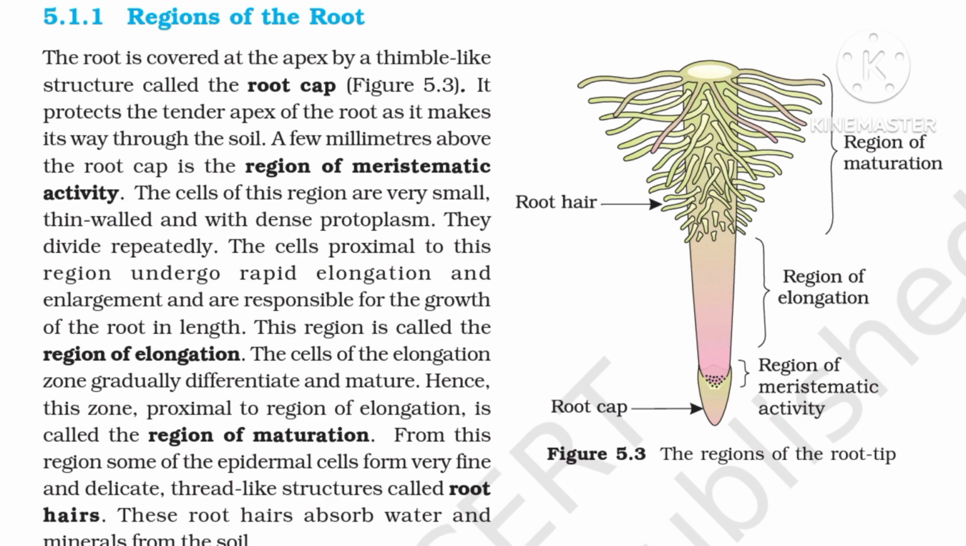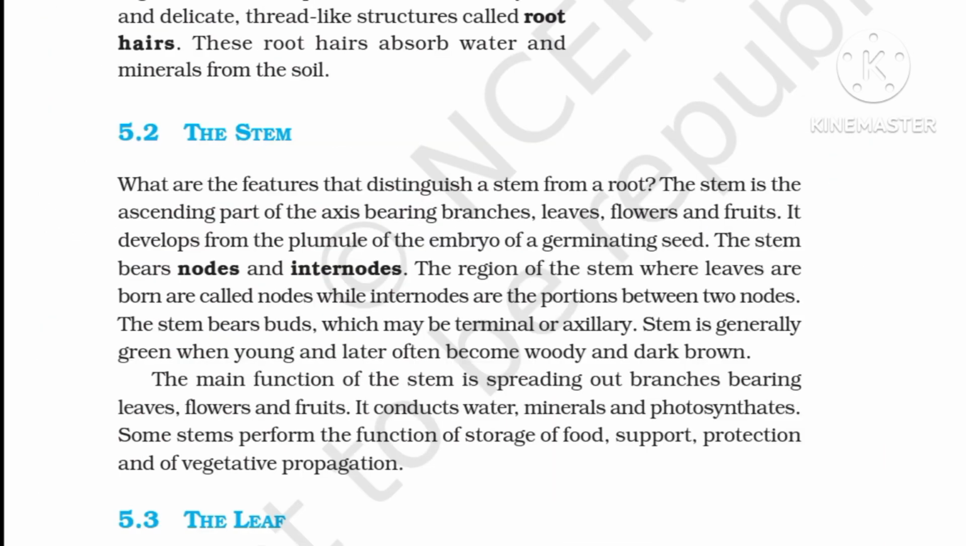The cells of the elongation zone gradually differentiate and mature, and the zone proximal to the region of elongation is called the region of maturation. From this region, some of the epidermal cells form very fine and delicate thread-like structures called root hairs. These root hairs absorb water and minerals from the soil.